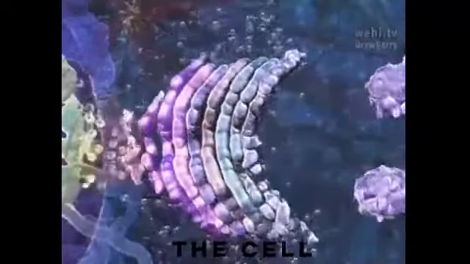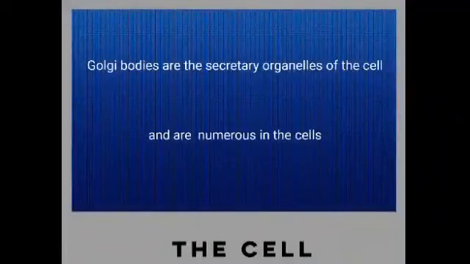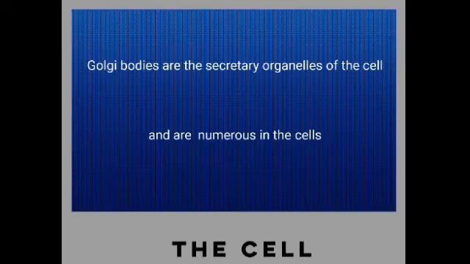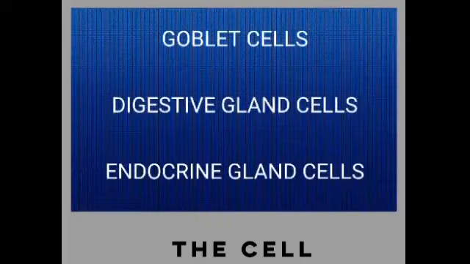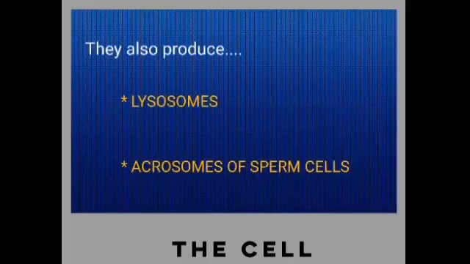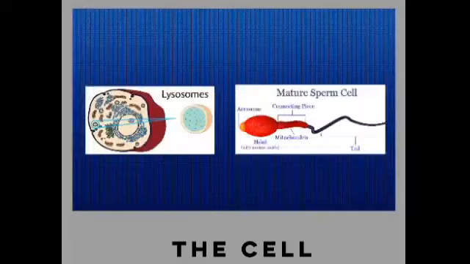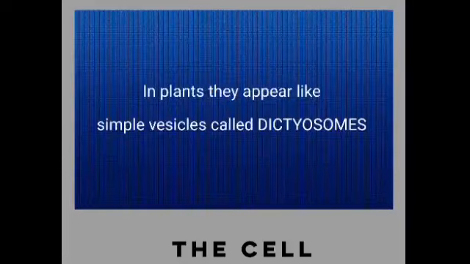So, Golgi bodies are the secretory organelles of the cell and are numerous in the cells which are secretory in function, such as goblet cells, digestive gland cells, endocrine glands, etc. They also produce lysosomes and acrosomes of sperms. In plants, they appear as simple vesicles called dictyosomes.